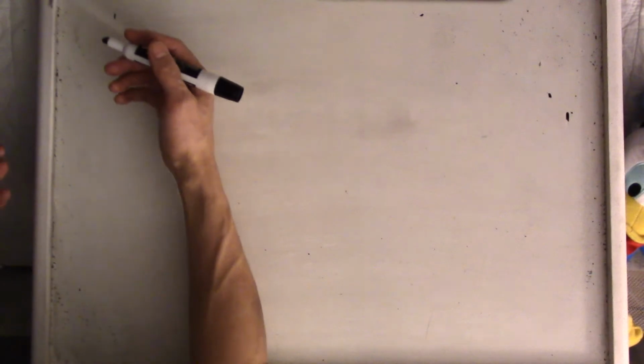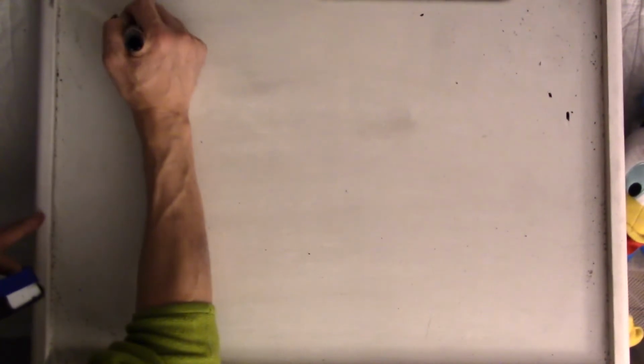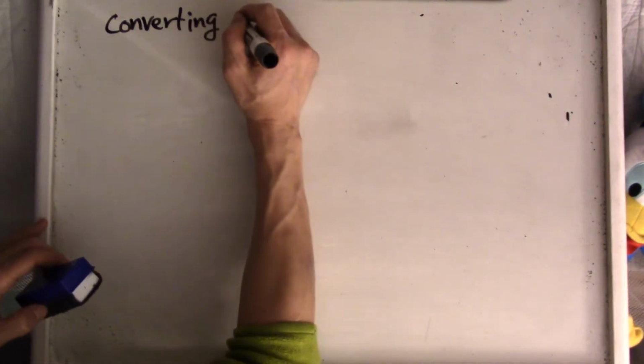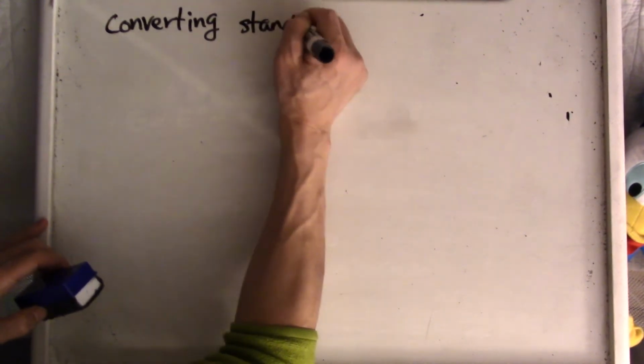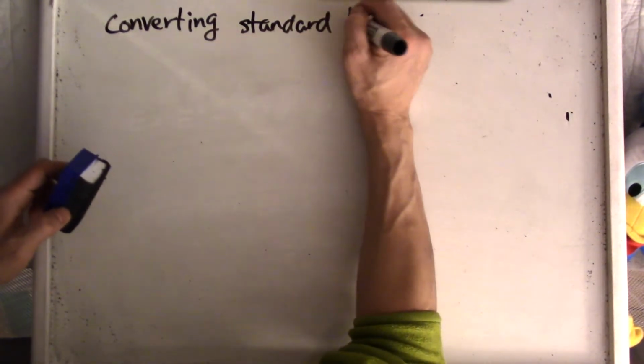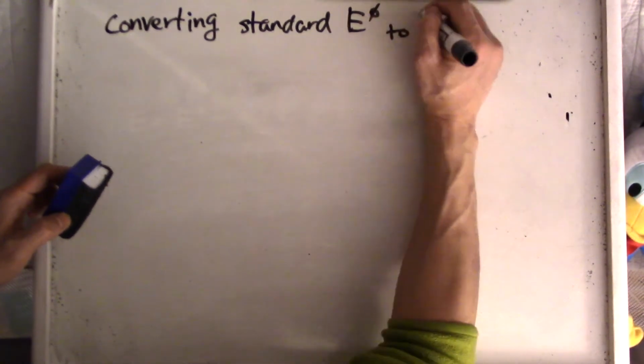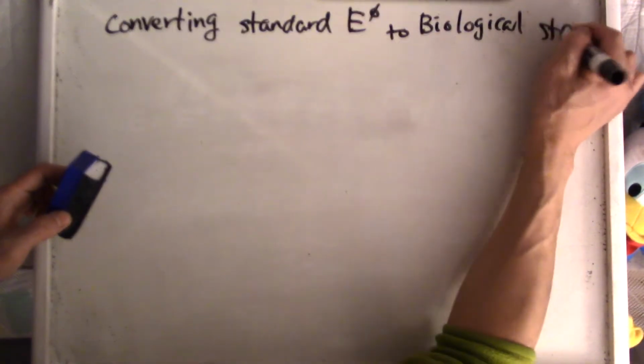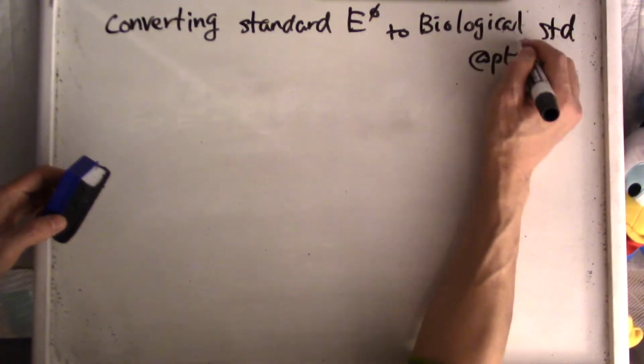So now, of course, in biological conditions, roughly, pH, in our case, we don't have pH equal to 1, like standard condition, so it's like 1 molar. So we have to think in terms of pH 7. So we have to use something called biological standard condition, converting standard E naught to what we call biological standard, in this case at pH equal to 7.